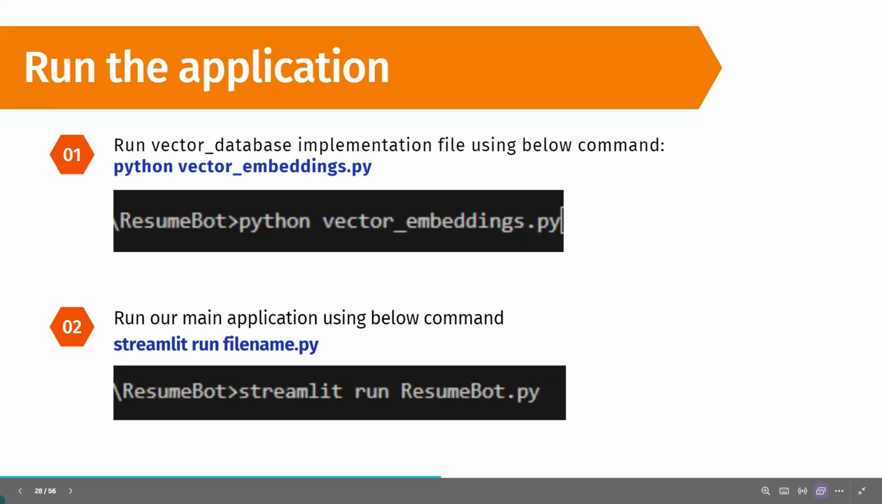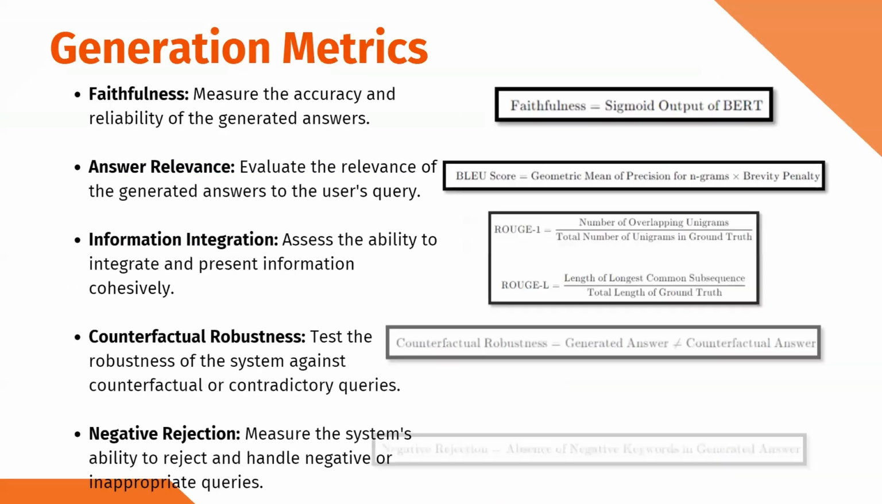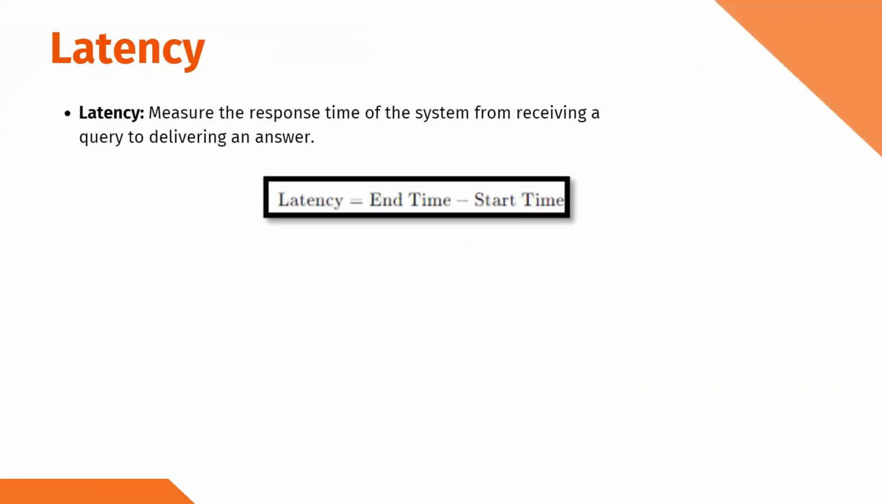Now coming to the RAG pipeline evaluation. So precision, relevance, entity recall, noise robustness as retrieval metrics we are checking. And then we are checking faithfulness, answer relevance, information integration, counterfactual robustness, negative rejection as generation metrics. And then finally, we are checking the response time of the system as latency metrics.